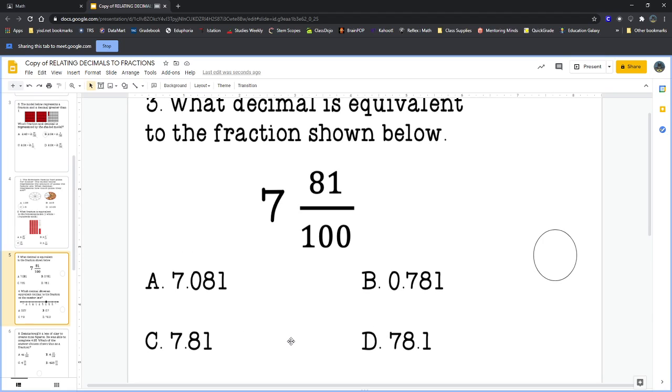On question 3, if there is a number in front of the fraction, it needs to go in front of the decimal. There's a 7 in front of my fraction. I need to have a 7 in front of my decimal. What answer choices do not have a 7 in front of the decimal? Jaylene, what answer choices don't have a 7 in front of my decimal?